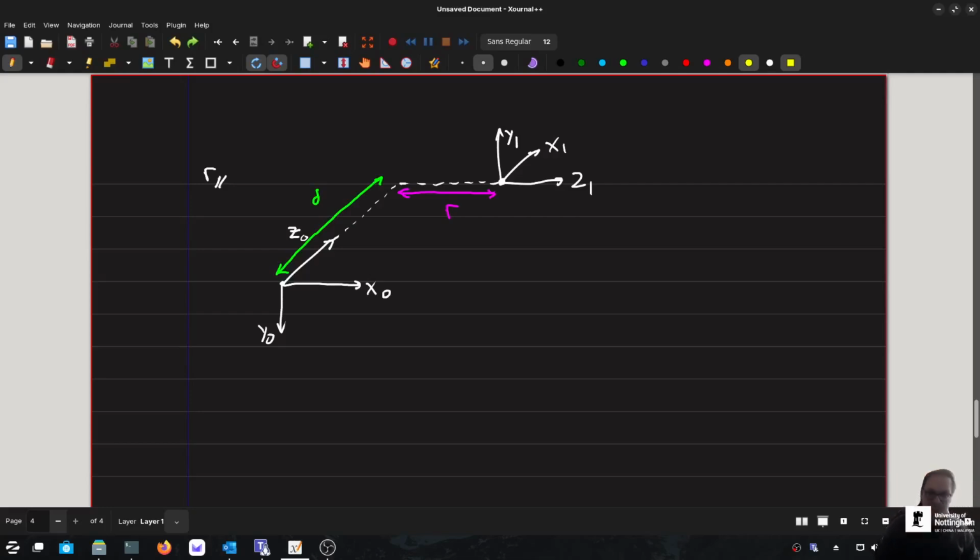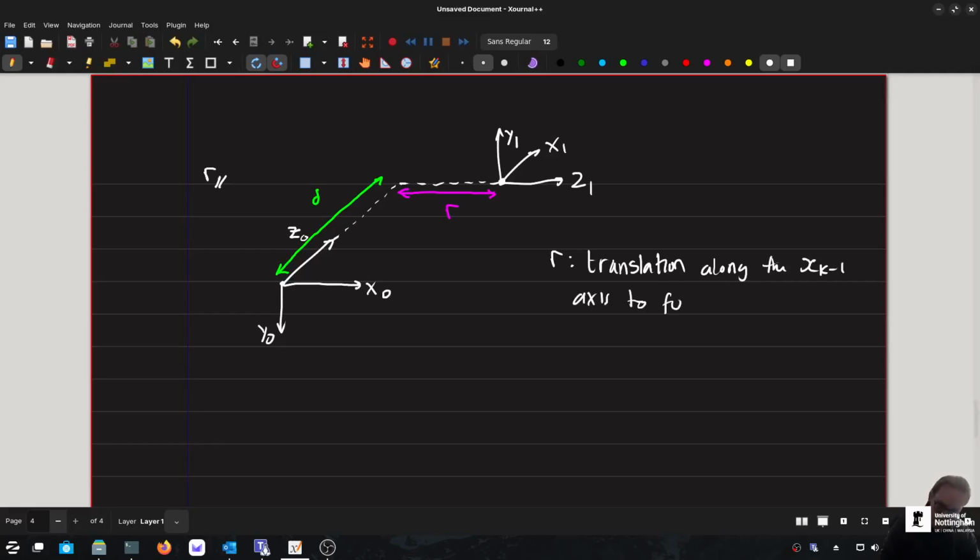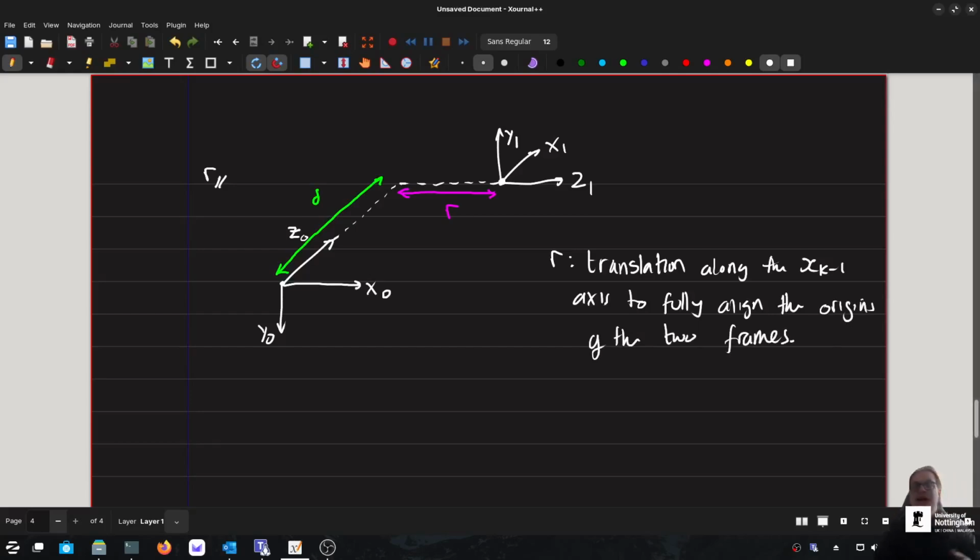So alpha, this one's a bit more important. Alpha is the rotation required. First I should write what r is. For r, it is the translation along the x(k-1) axis to fully align the origins of two frames, as you can see in this example here.